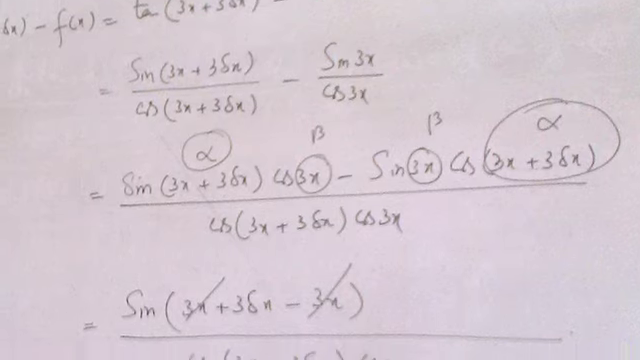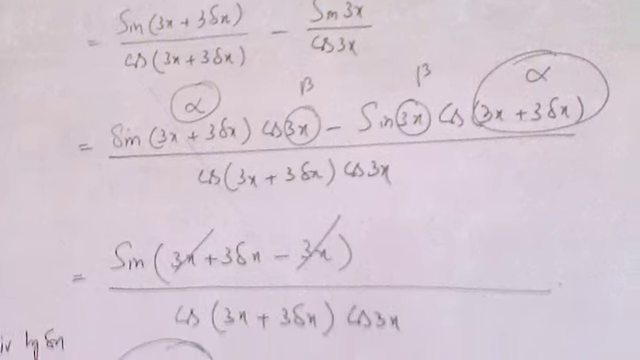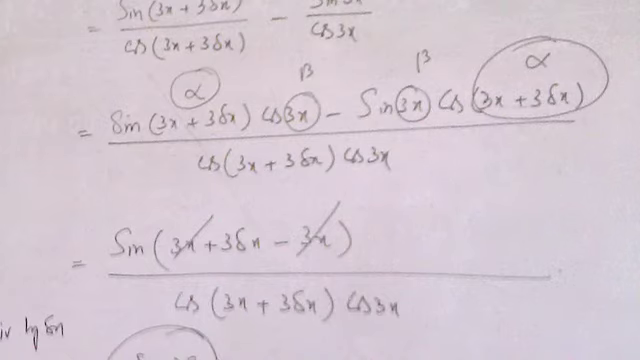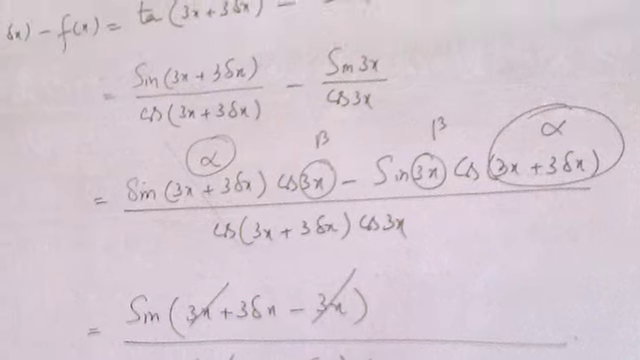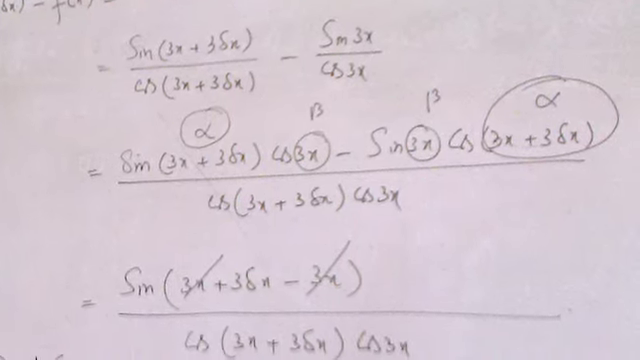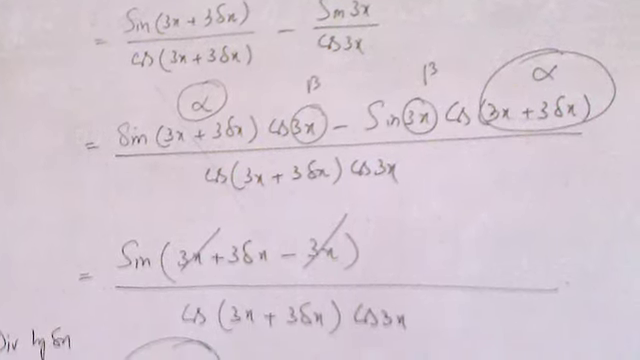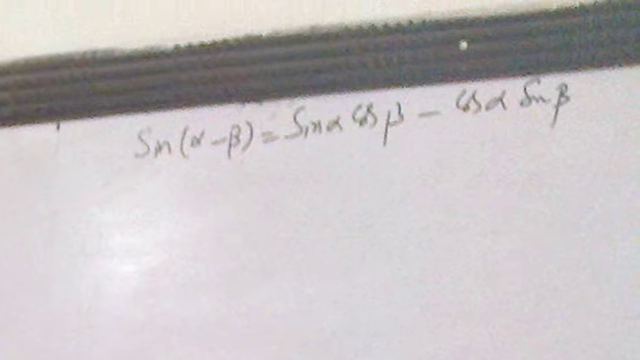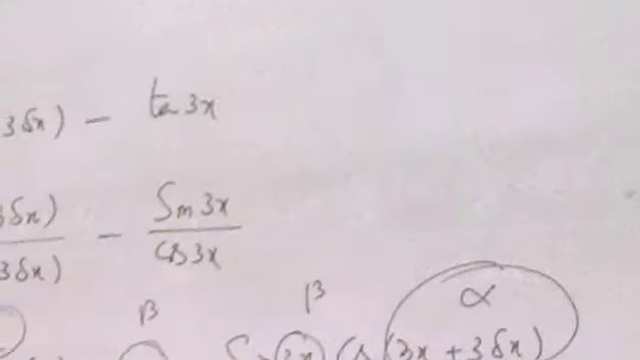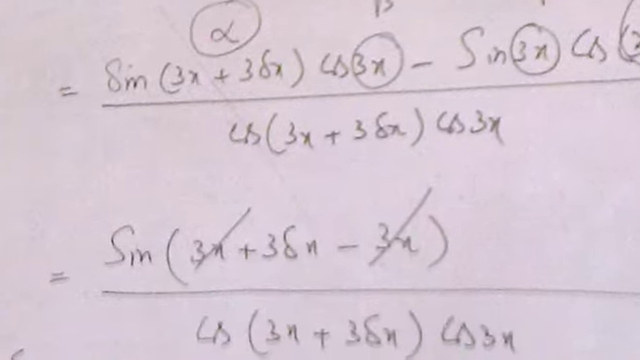Here we take their LCM, and then we complete a formula, sine alpha minus beta, because if we have these angles named alpha and beta, we apply the formula sine alpha minus beta. This is the formula. Now here we complete this formula.